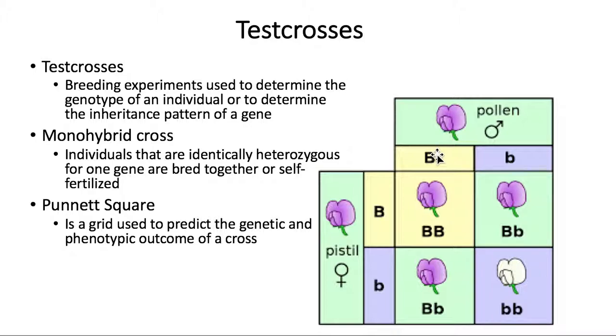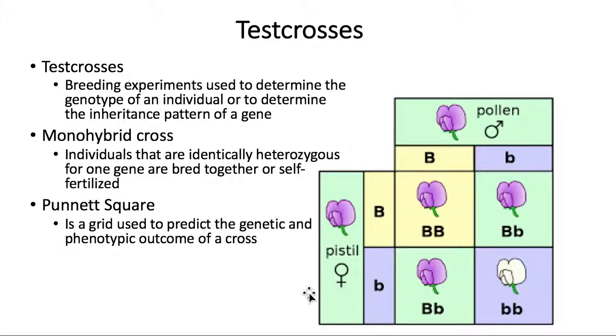They both have a capital B and a lowercase b. Capital B represents the dominant, the purple color, and the lowercase b represents the recessive, which in this case is white color. And same thing with the mom. She is also heterozygous. A Punnett square is this diagram, and it helps you predict the outcome of a cross.